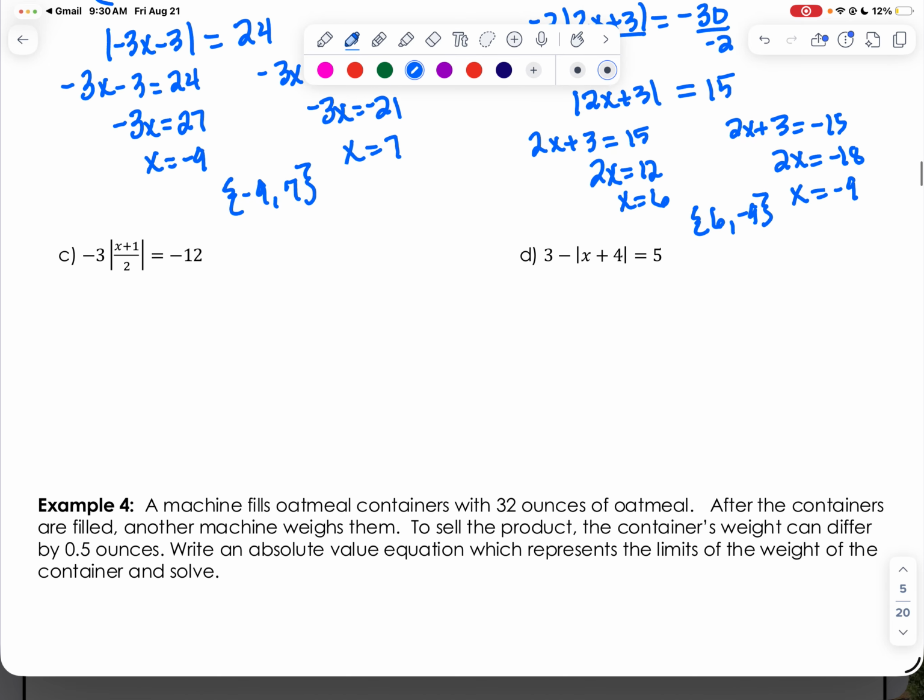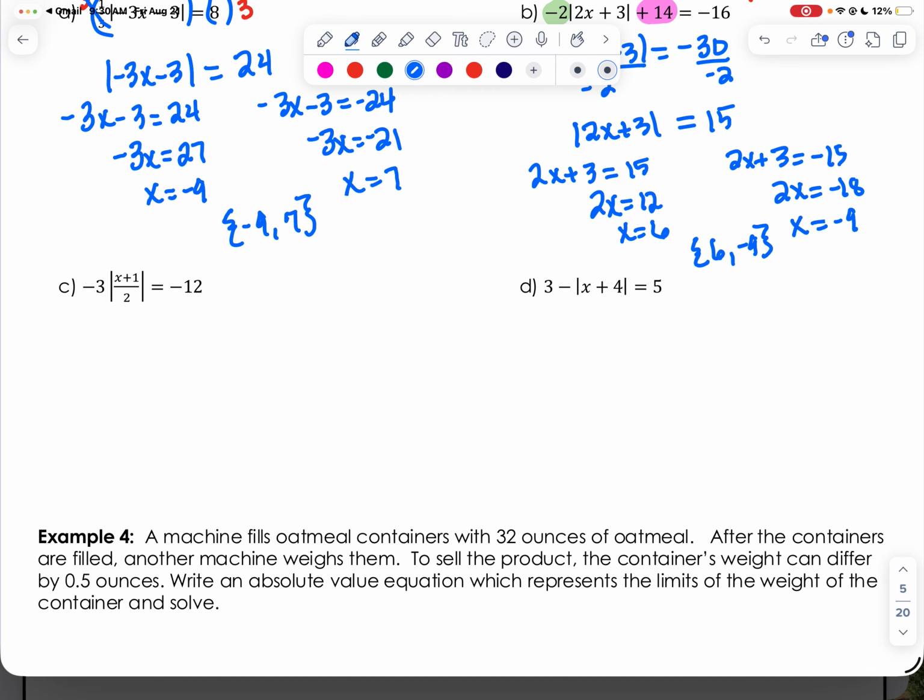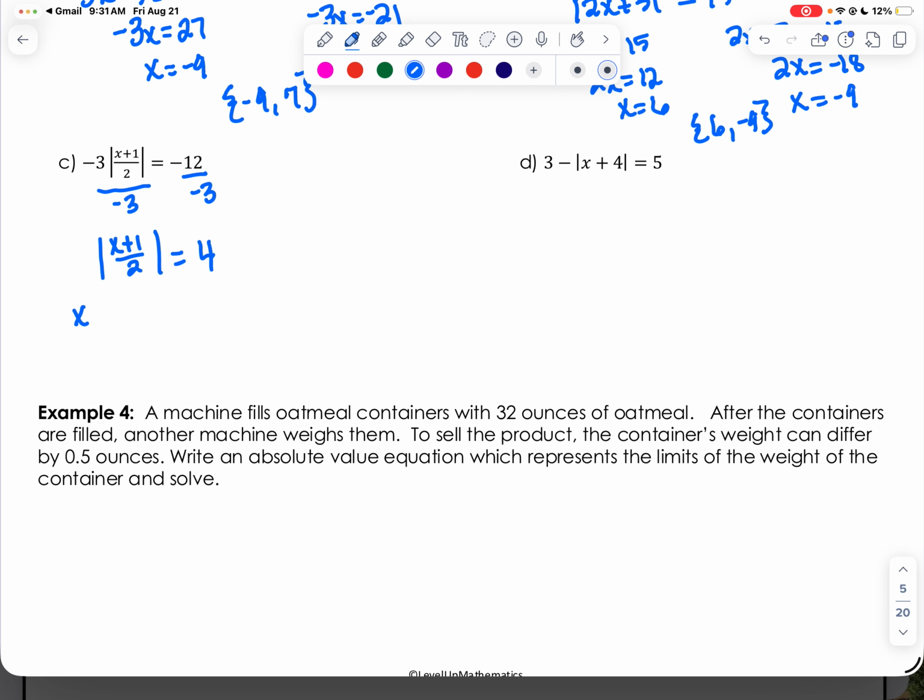All right, problem C. We have negative 3 times the absolute value of x plus 1 over 2 is equal to negative 12. So I want to start by dividing both sides by negative 3. So that would leave me absolute value of x plus 1 over 2 equals negative 12 divided by negative 3 is positive 4. Now, take your equation and split it into 2 pieces. So x plus 1 over 2 equals 4. x plus 1 over 2 equals negative 4.